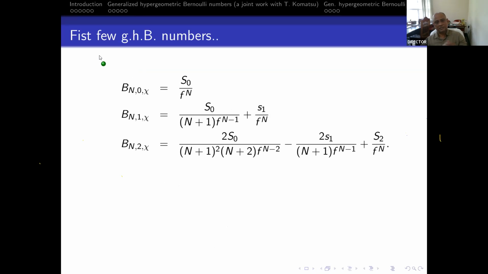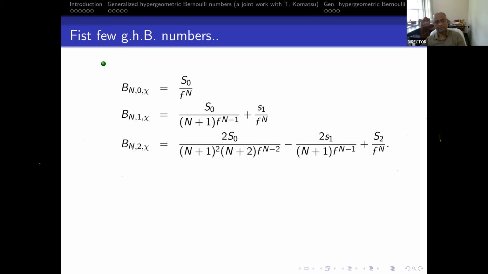So, as you can understand, it's not easy to really calculate these numbers. There are quite a few variables. If we take n equals 0, B_n(χ) is simply S_0. You remember S_n in the character sum that I had defined. f is the conductor of that, f to the power n. And if we take little n equals 1, then it is S_0 by n plus 1, that one can find out from the recurrence relation, S_1 by f to the power n.